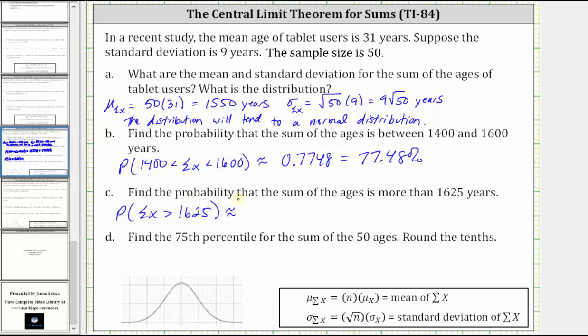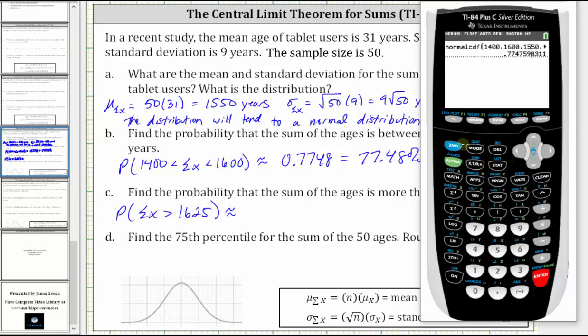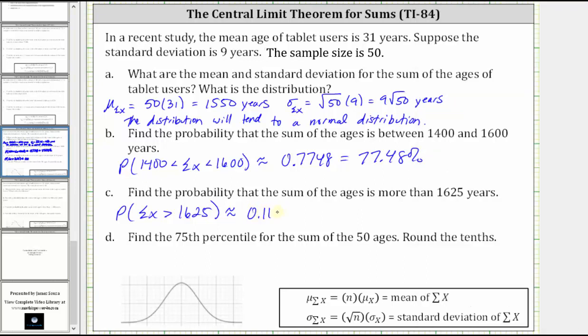1,625. Going back to the calculator, second vars, option 2. Because we have the sum of x greater than 1,625, the lower bound is 1,625, enter. We need to exaggerate the upper bound. I'm going to use 999,999. Sometimes you'll see scientific notation used here. Enter. Mu and sigma are the same. Enter, enter, enter, and enter again. To 4 decimal places, we have 0.1193, which is equal to 11.93%.